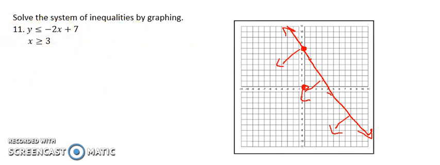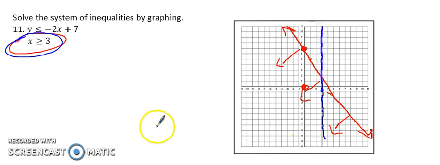We're also going to graph x is greater than or equal to 3. I have to figure out where is x actually equal to 3. Right here. Straight up and down. Or is it greater than 3? Well, that would be like 4, 5, 6, everything right here.